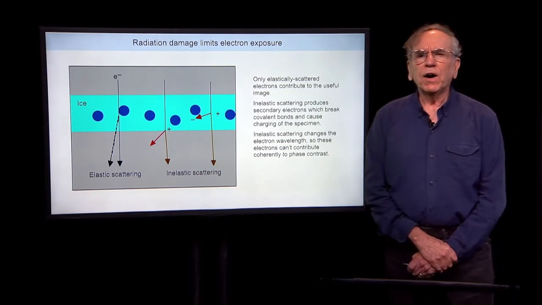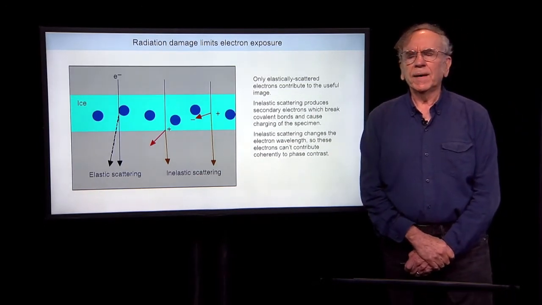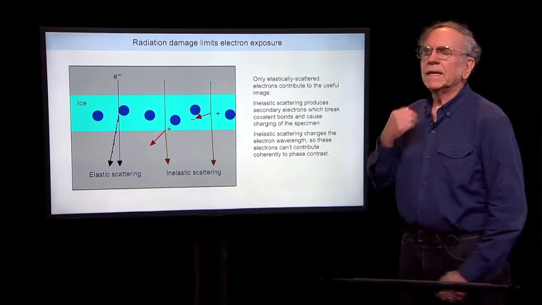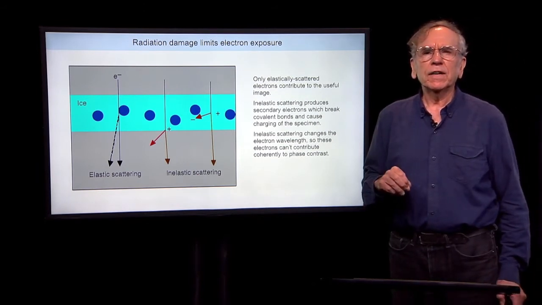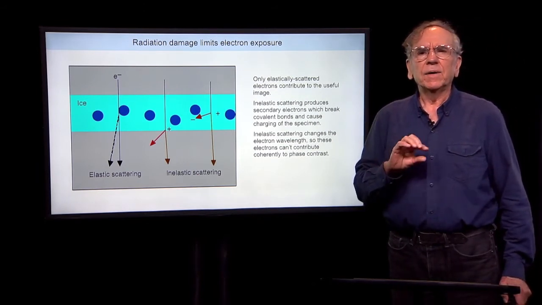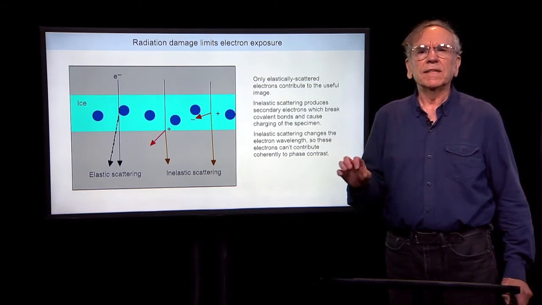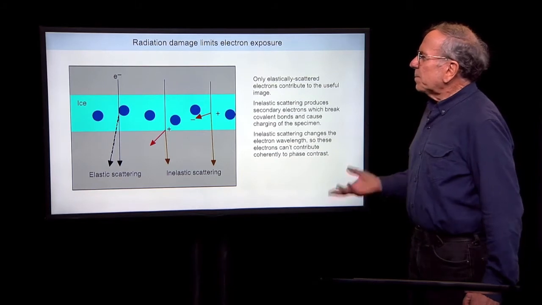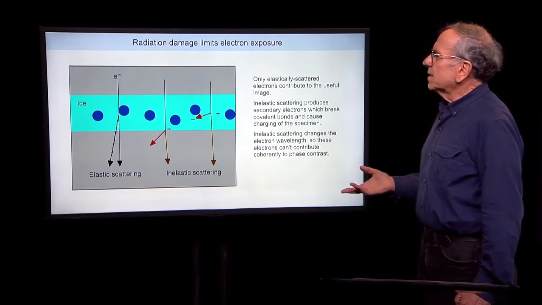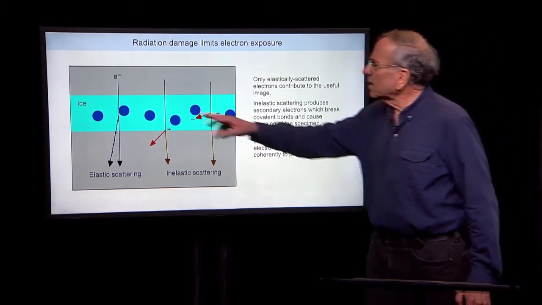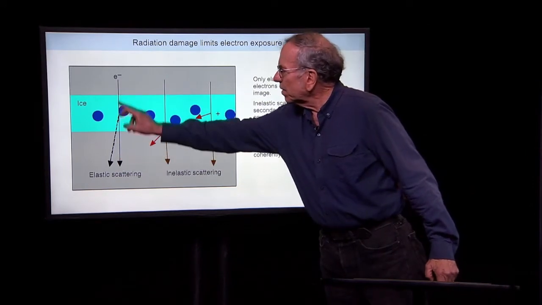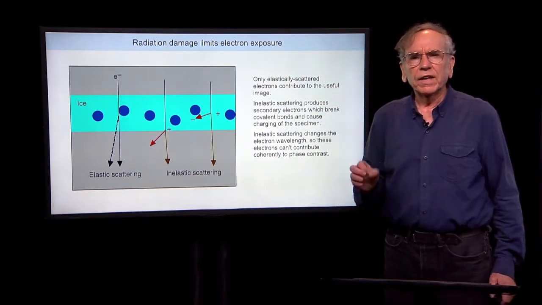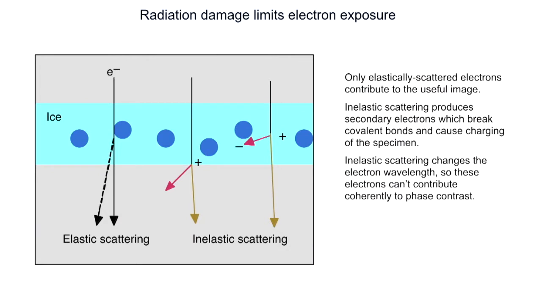Now, the second problem is radiation damage. By radiation damage, I mean interactions between the imaging electrons and the proteins, macromolecules in the specimen that actually damage the macromolecules. So physicists talk about two kinds of interaction events. There's so-called elastic scattering, where an electron preserves its original energy but has its phase shifted by interaction with an atom.